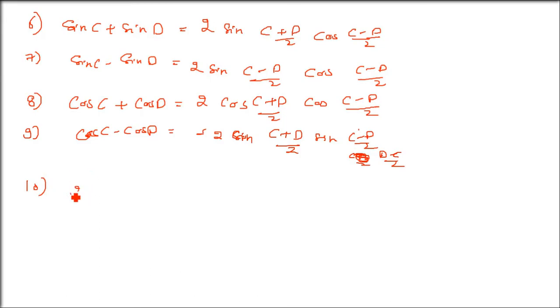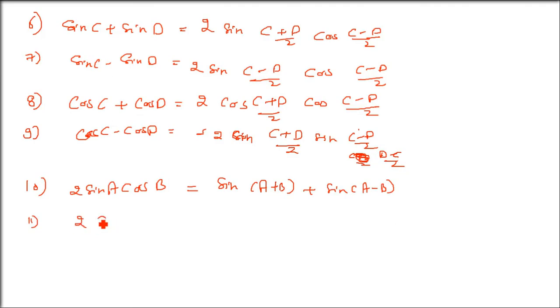The next one, the 10th, is 2 sin a cos b. And this will be sin(a plus b) plus sin(a minus b). So 2 sin a cos b equals sin(a plus b) plus sin(a minus b).